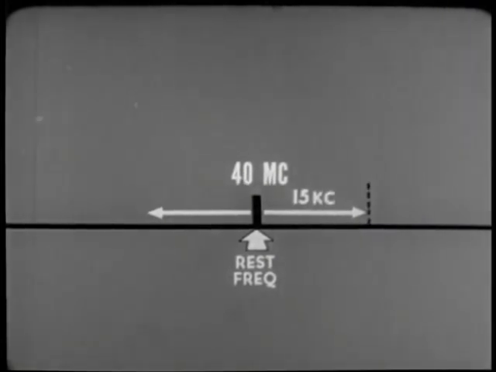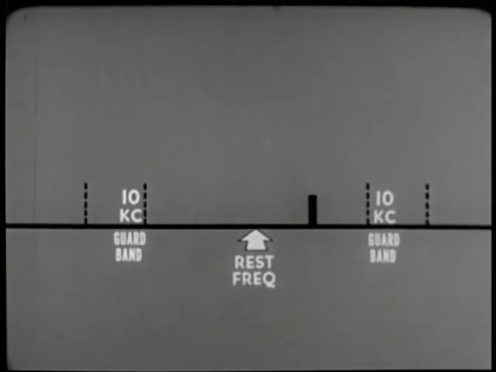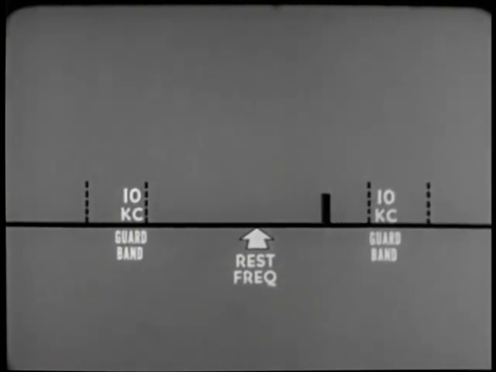This is the rest frequency of the channel. When the carrier is frequency modulated, it will move above and below its rest frequency. In other words, it will need room on the spectrum to carry its frequency variations. A typical amount of room might be 15 kilocycles above rest and 15 kilocycles below rest. To avoid conflict with adjacent FM channels, 10 kilocycle guard bands are added on each end. This typical channel will allow the carrier a 15 kilocycle deviation above and below its rest frequency.